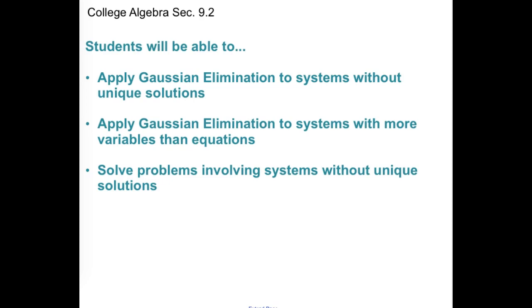We can end up with the kind that have infinitely many. So that's the focus today. What are those going to look like when we use a matrix to solve them? How are we going to know that it's a no solution or an infinitely many solution?